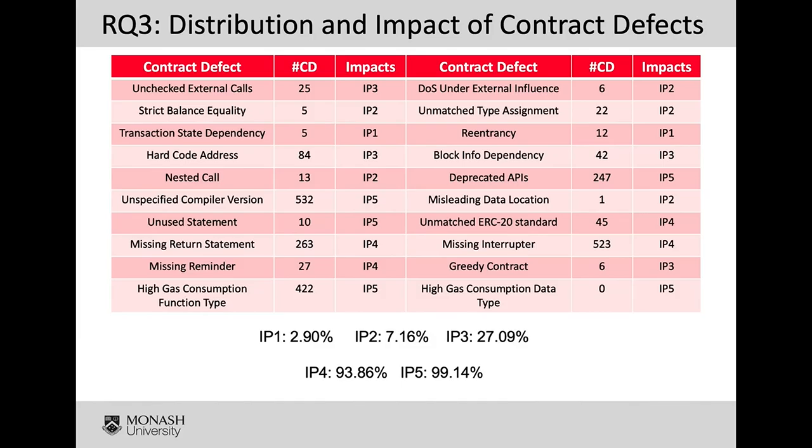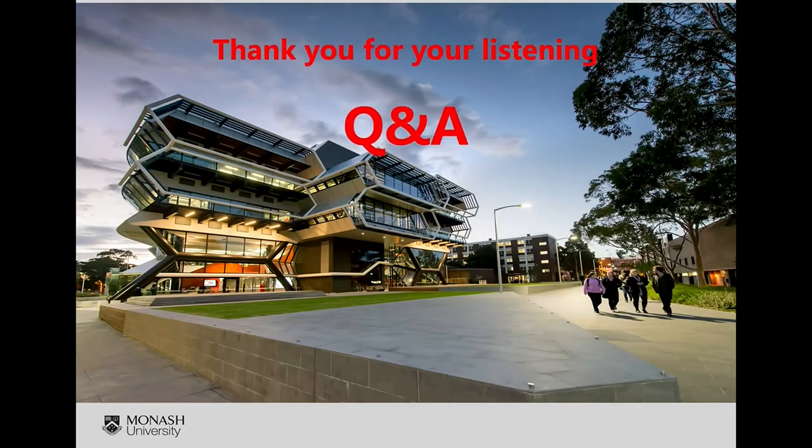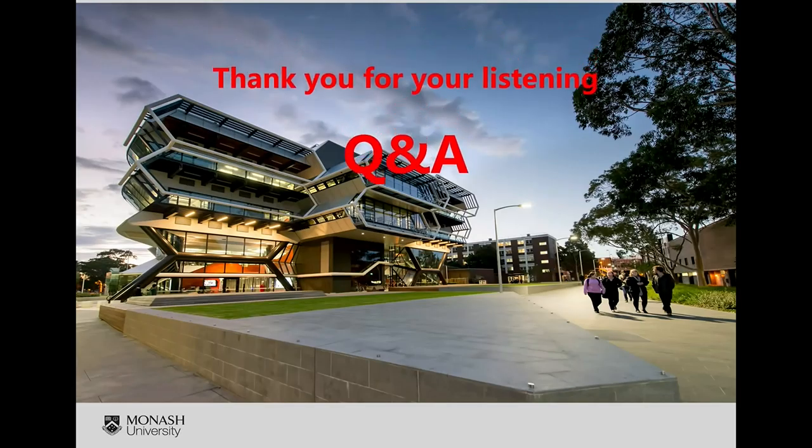These contract defects will not affect the functionality of the smart contract, but they may have unpredictable impacts in the future. The distribution may illustrate that developers focus more on the functionality, but do not focus on code reuse or handling unpredictable behaviors caused by attackers. My presentation is finished. Thank you for listening.